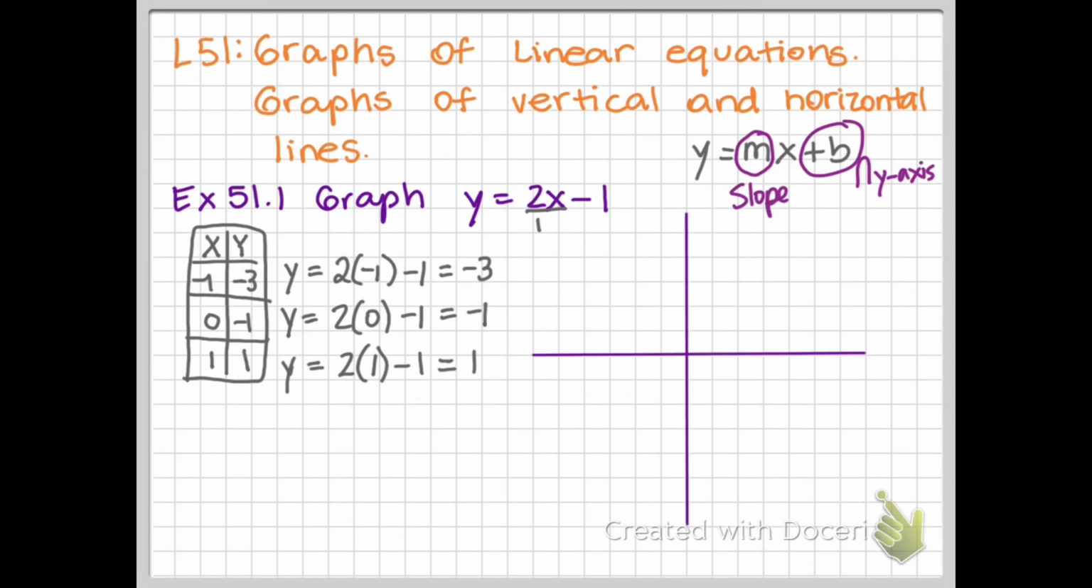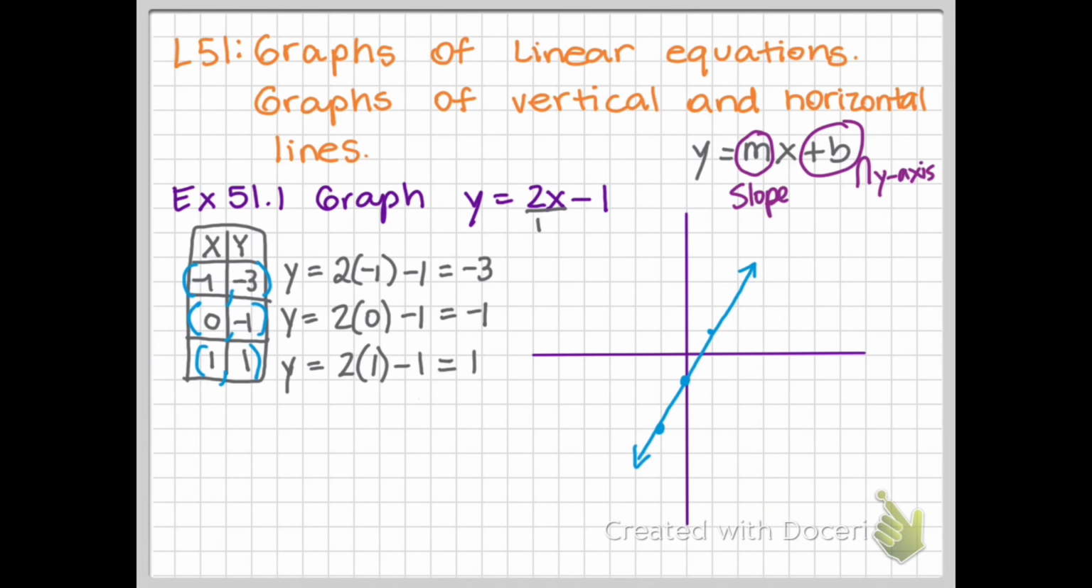After that, we are ready to graph those points. Notice that we have an x coordinate and a y coordinate, so we can graph each one of these points that we found here. So -1, -3 is 1 to the left and 3 down. Then 0, -1 is here, just going down 1. And 1, 1 is here. And notice that we have our line, and that's it. That is the graph of that equation.